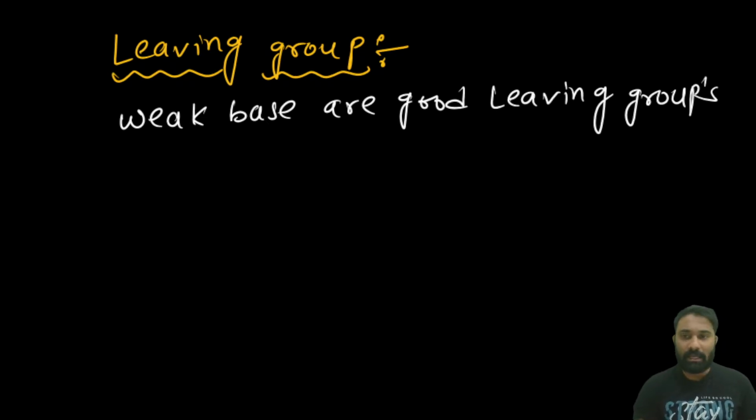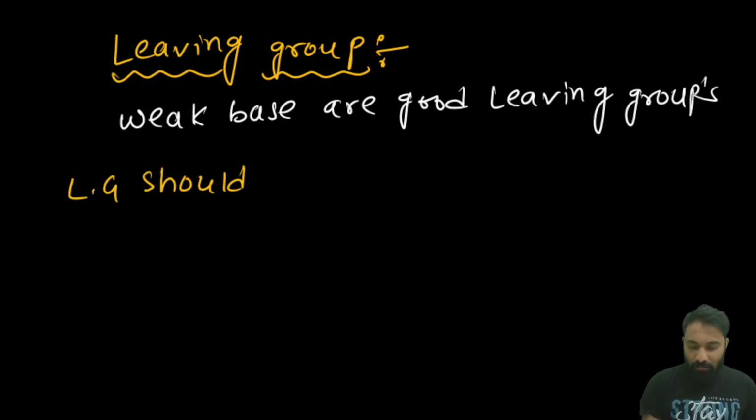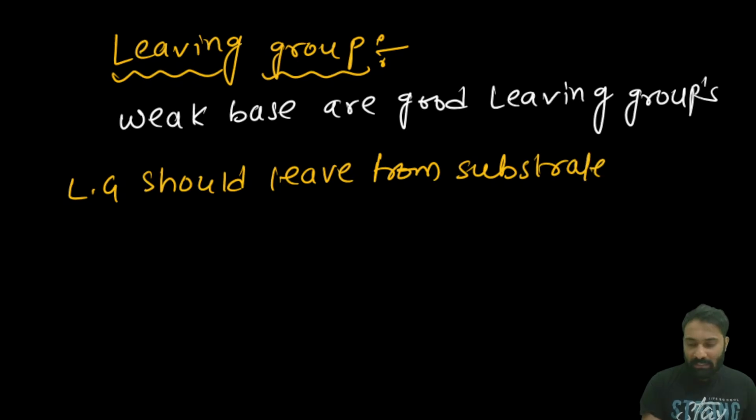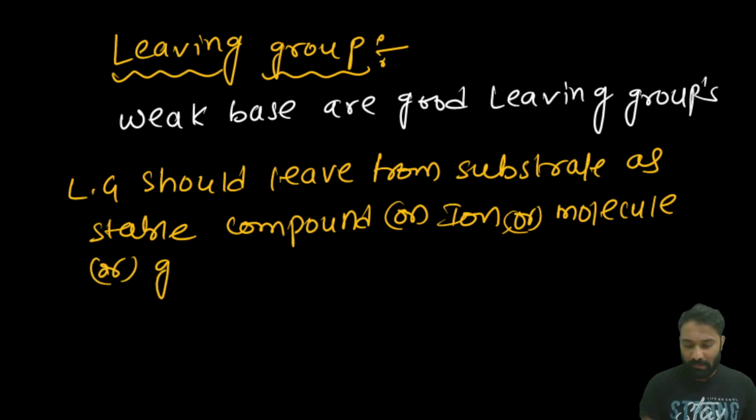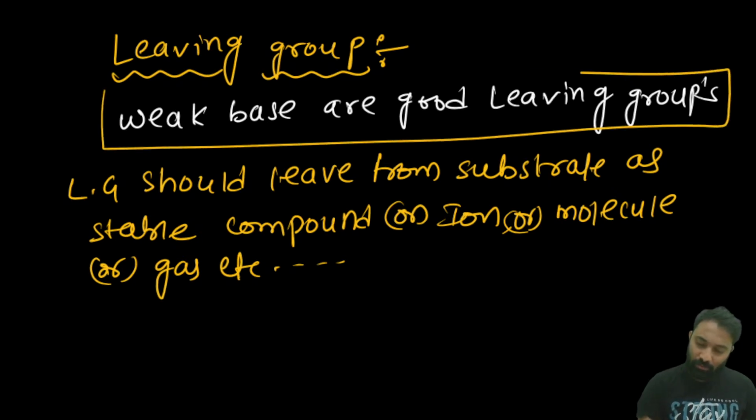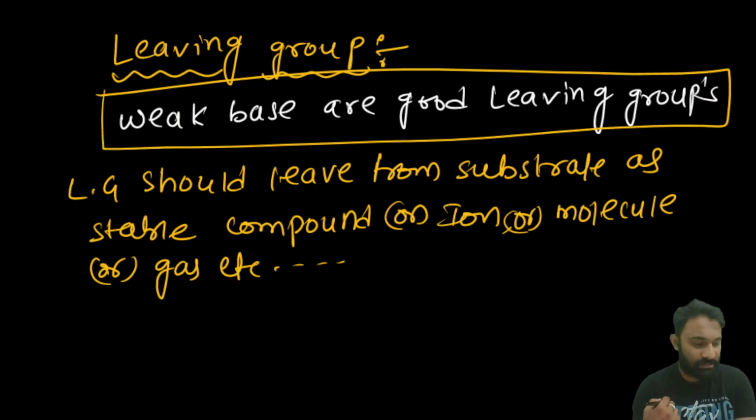Then what are the examples of weak bases, and which ones will be good leaving groups? Now, leaving groups should leave from the substrate as a stable compound or ion or molecule or gas, etc. Clear? This is the definition of the leaving group. Weak bases are the good leaving groups. Strong acids' conjugate bases are the weak bases.